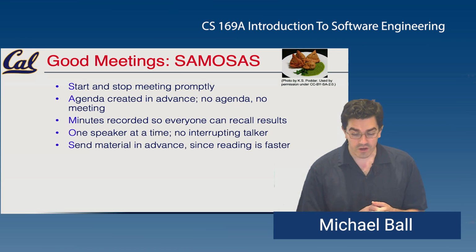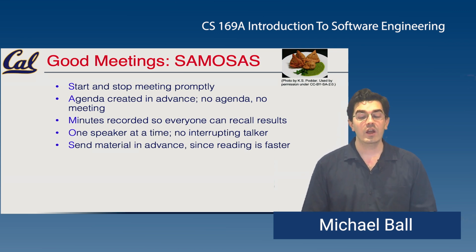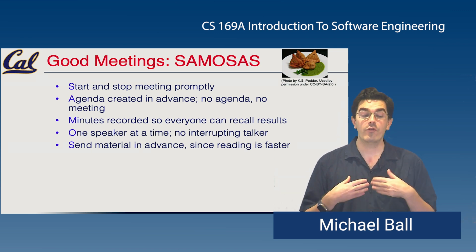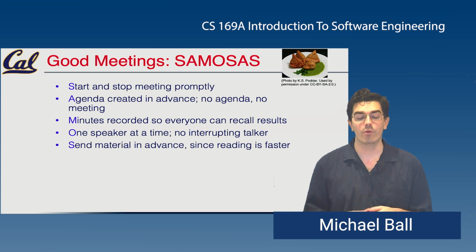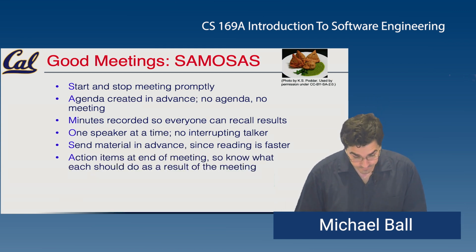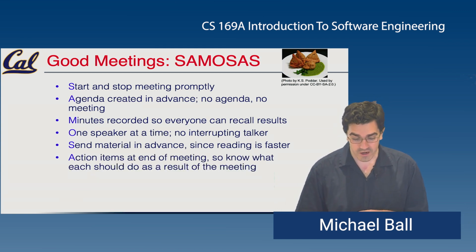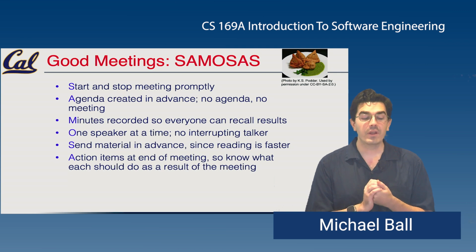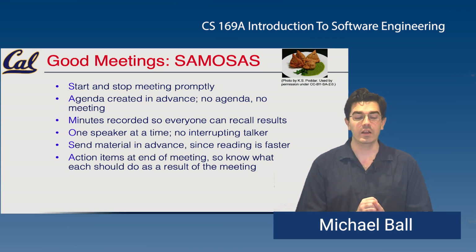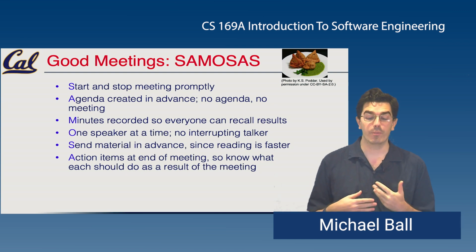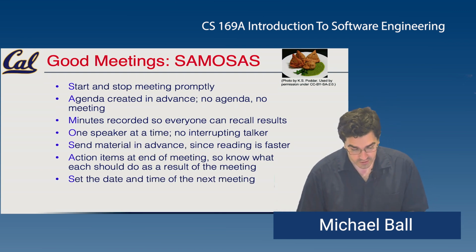Send other material in advance since reading it is faster. If you can prepare the material and have people review it, you'll use the valuable time of finding a room and getting everyone in the room to its maximum effect. Have action items at a meeting, which means if something needs to be done specifically after the meeting, record it separately. Ideally, you would record who's responsible and by what time it needs to be done.